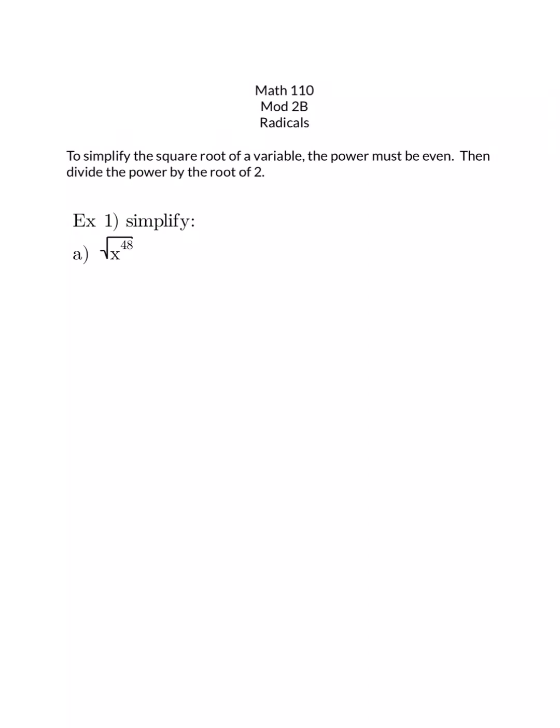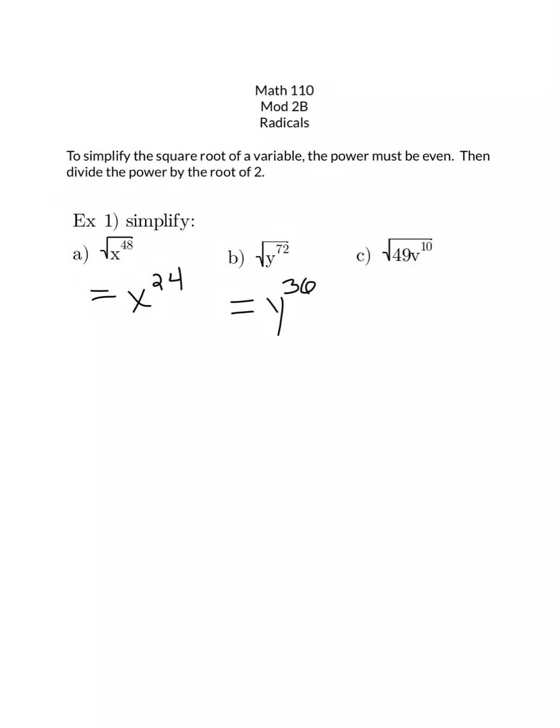On our first example, we are supposed to simplify the square root of x to the 48th. The first thing we want to check is, is that power even? Yes, it is. So to simplify this, we are going to take the power of 48 and divide it by 2, so the answer would be x to the 24. On our second example, we're doing the square root of y to the 72 power. Is that power even? Yes. So our square root is 72 divided by 2, or y to the 36.